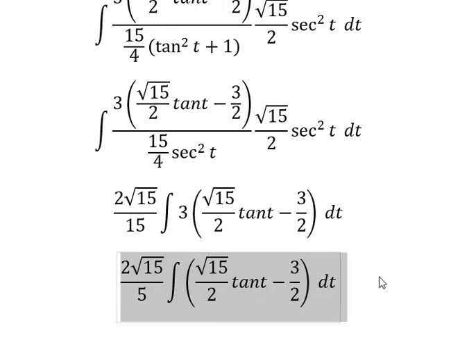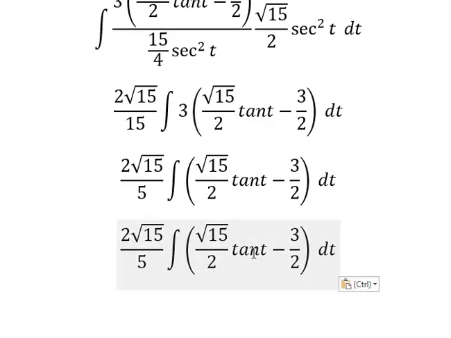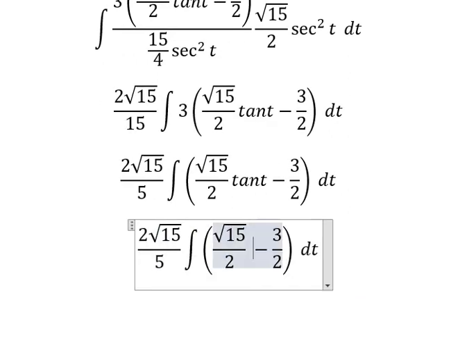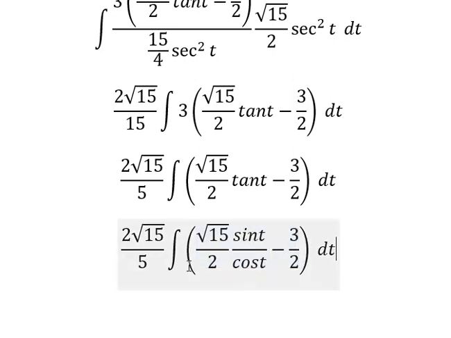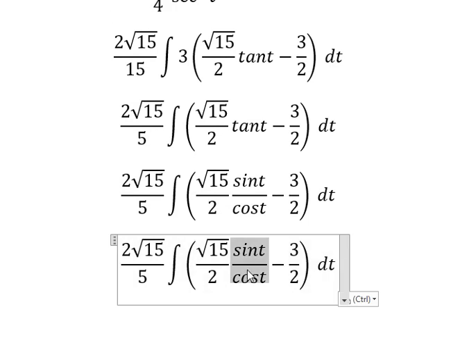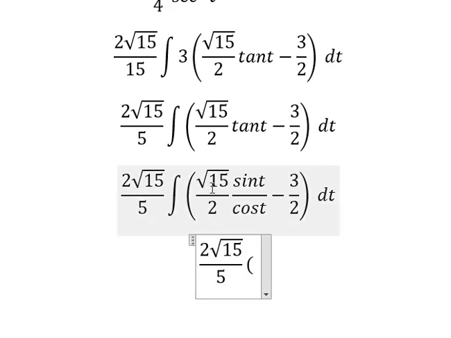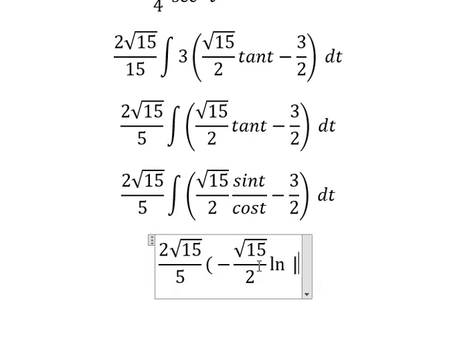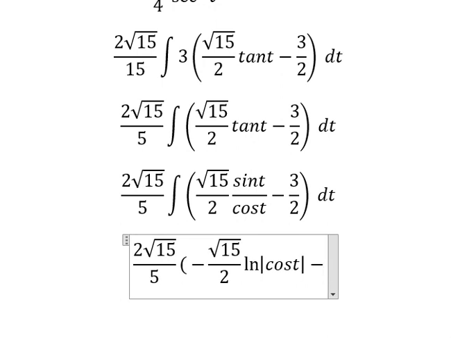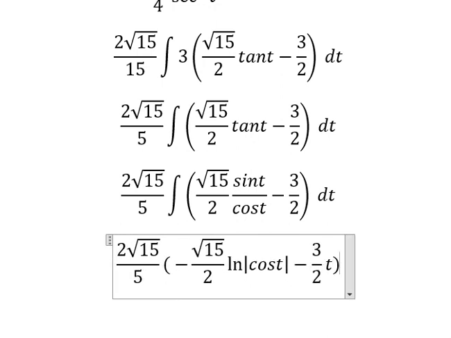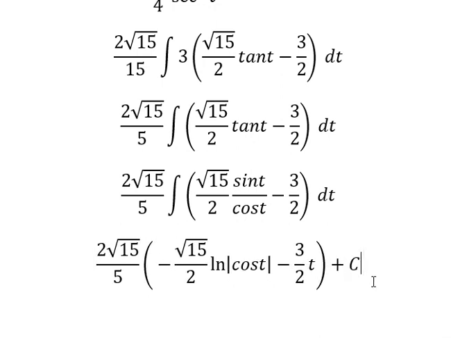Next, tan t is sin t over cosine t. So we know that the integration of sin t over cosine t should be negative ln of the absolute value of cosine t. The second one we have 3 over 2 t, and I will put plus c.